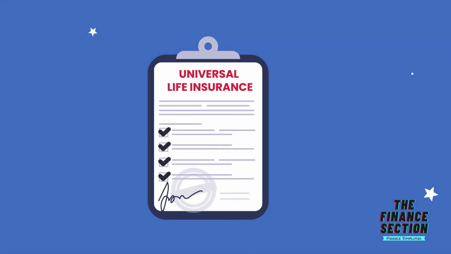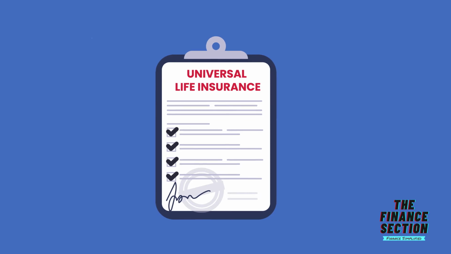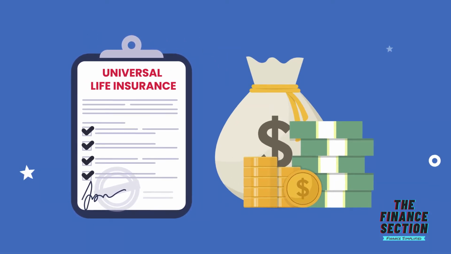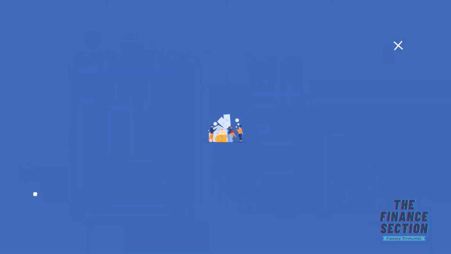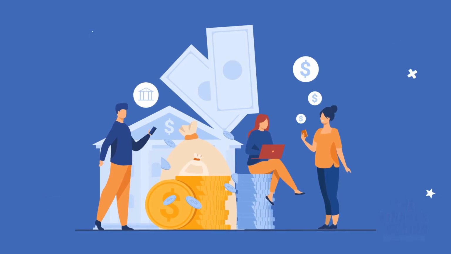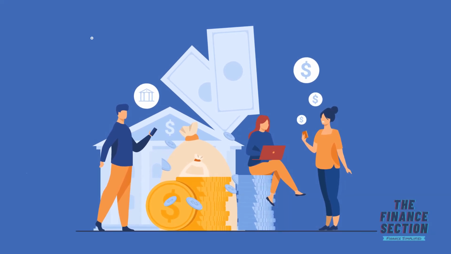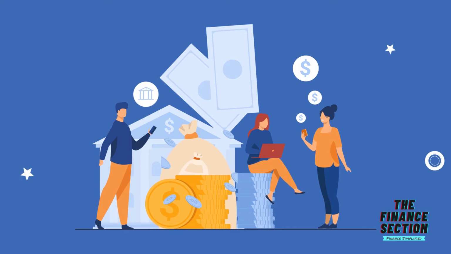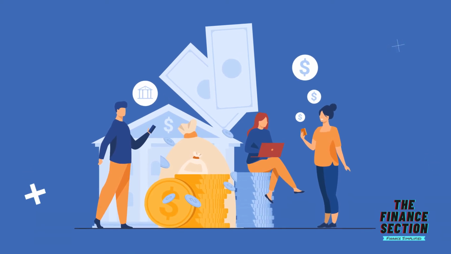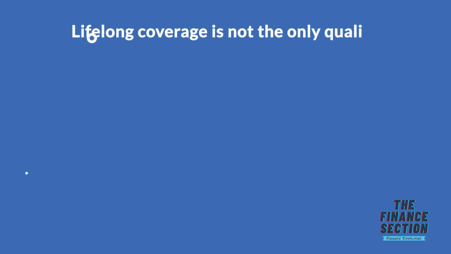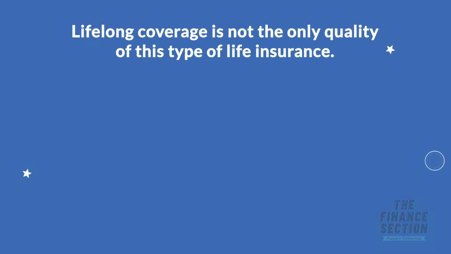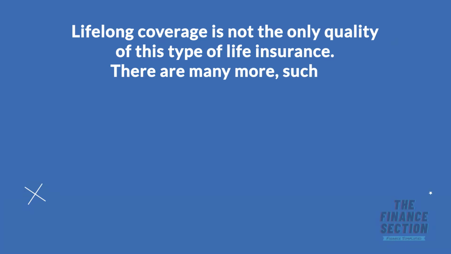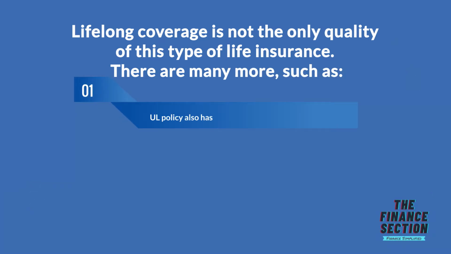Universal life insurance is like a traditional term life insurance policy that gains cash value like a regular life policy. Unlike conventional whole life insurance policies, a UL policy divides the cash value accumulation and payout into 2 different components. Lifelong coverage is not the only quality of this type of life insurance. There are many more, such as a savings account associated with the UL policy.